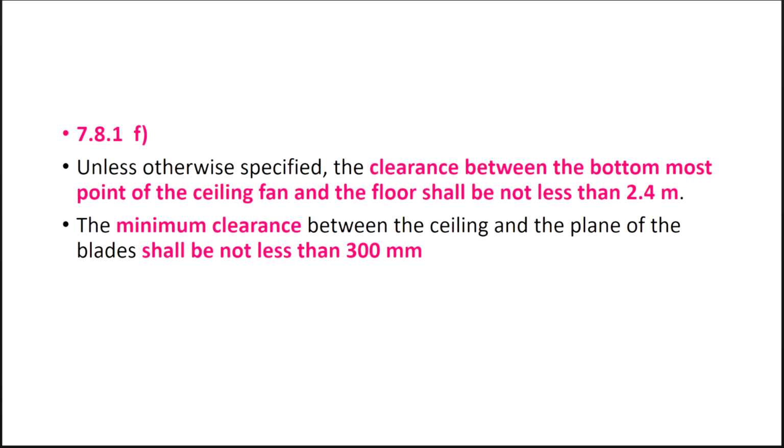Now this is with respect to ceiling fans, which many times we are required to provide. Again, these are provisions we are not aware of. Unless otherwise specified, the clearance between the bottommost point of the ceiling fan and the floor shall not be less than 2.4 meters. If you have a ceiling fan installed, the height from below it to the floor should be at least 2.4 meters.